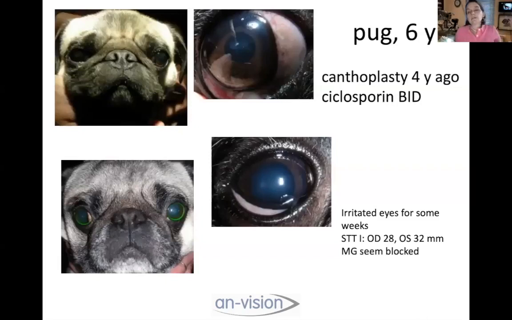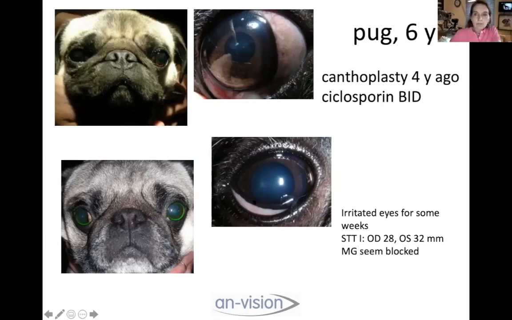If you don't have it, I would still use an oily ointment and hyaluronic acid in combination, because this is what's missing. And we can't get those destroyed meibomian glands back to work. There's no way. So this dog has to live with it, and we can alleviate the signs.